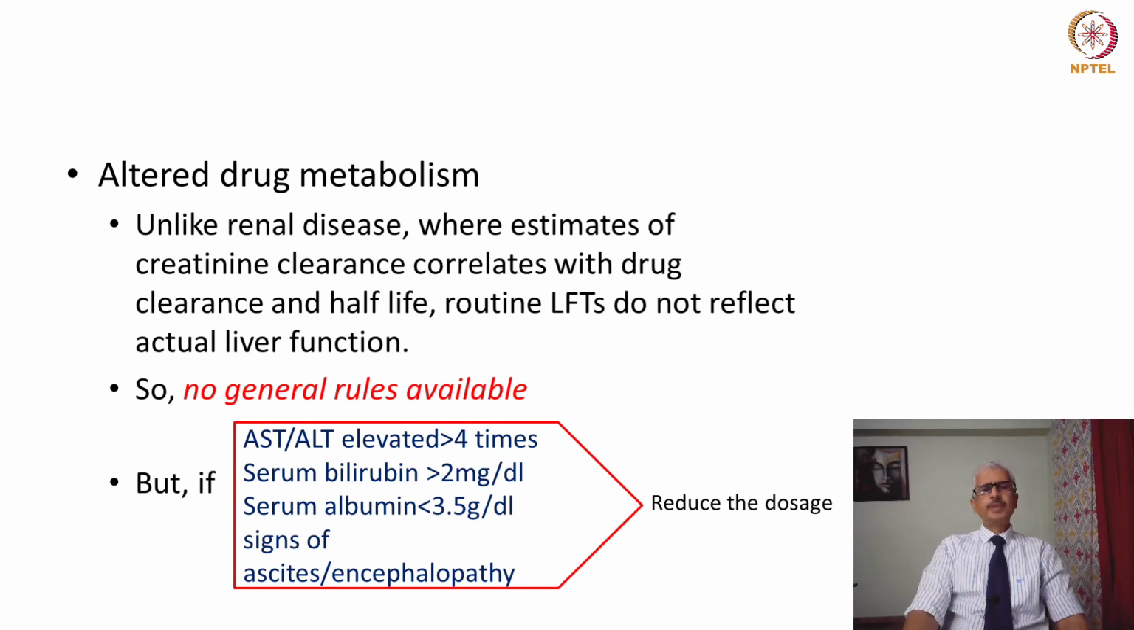However, we have certain indicators that can tell us to reduce the dose. So if there is elevated AST, ALT, which is more than 4 times, if the serum bilirubin is more than 2 milligrams per deciliter, if the serum albumin is less than 3.5 grams per deciliter, and if there are signs of ascites or encephalopathy. In all these cases, we should reduce the dose of drug we plan to administer.